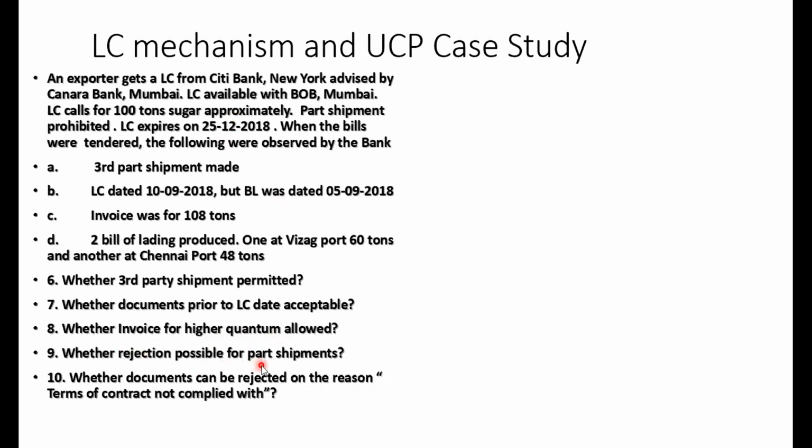Then, whether rejection is possible for part shipment? No. Though part shipment is prohibited, because these are loaded in the same ship, same voyage, it doesn't become a part shipment. So it is allowed under UCP rules, provided it is shipped in the same ship. Whether documents can be rejected on the reason that terms of contract are not complied with? No. Terms of contract not complied with cannot be a reason, because LC terms are supreme. Contract terms will be ignored. Though the LC is based on the contract, once the LC is established, only the LC is supreme.